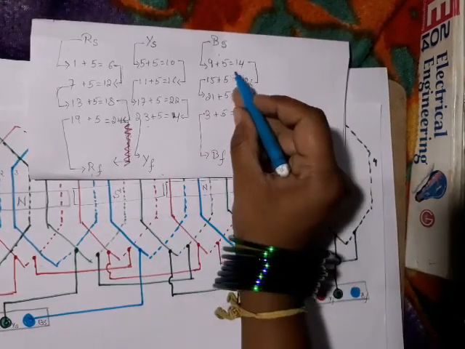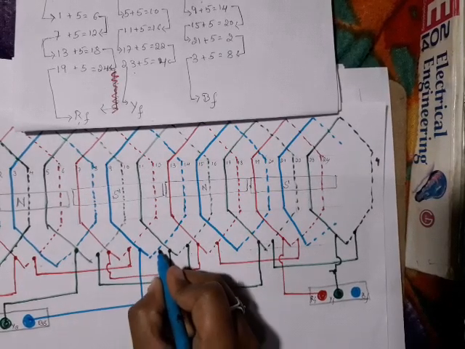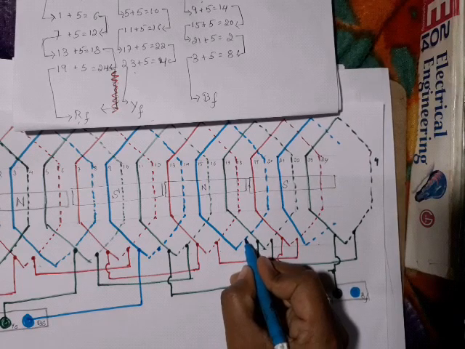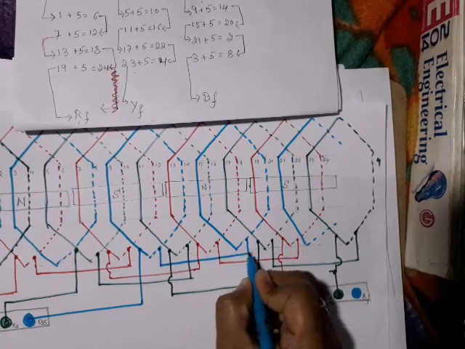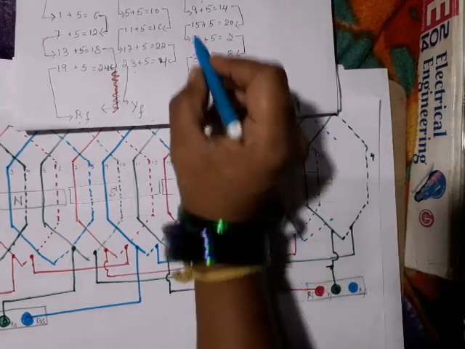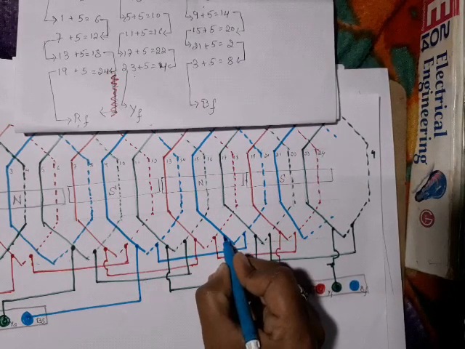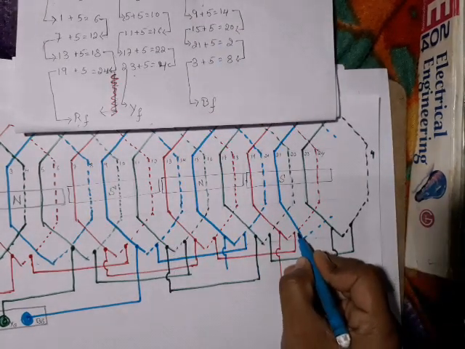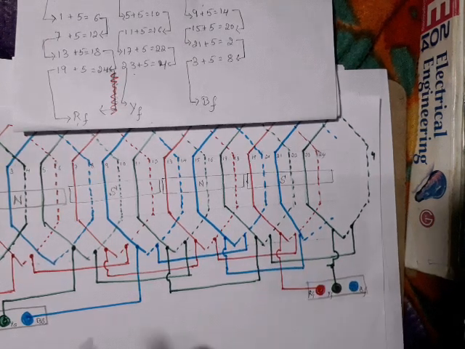Then 14 is connected to 20. 14 we have here is connected to 20. Here we have 20. 14 is connected to 20. Then we have 15 connected to 21. Where we have 15, here we have 15. Use a jump here to connect to 21. So coil number 21 is here. 15 is connected to 21.